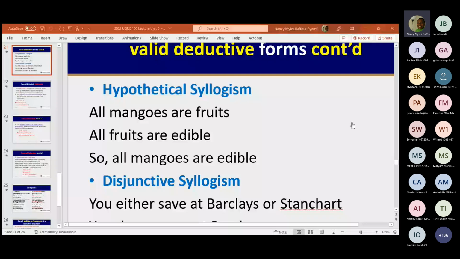Jesse, I see you are talking, but I can't hear you. Okay, Justina. Madam, please, I did not understand the disjunctive syllogism. Go ahead. Yes, I didn't get that part.